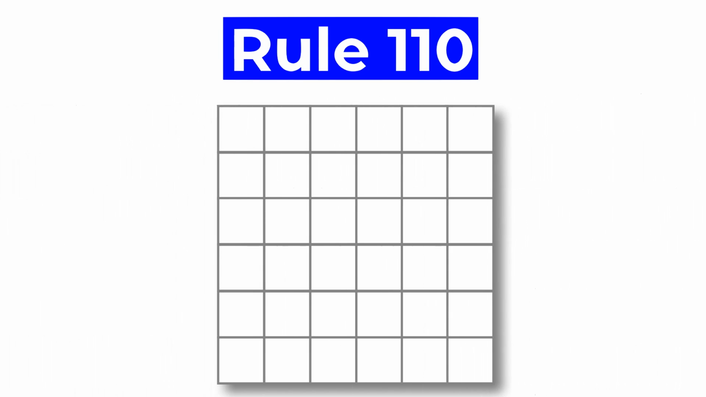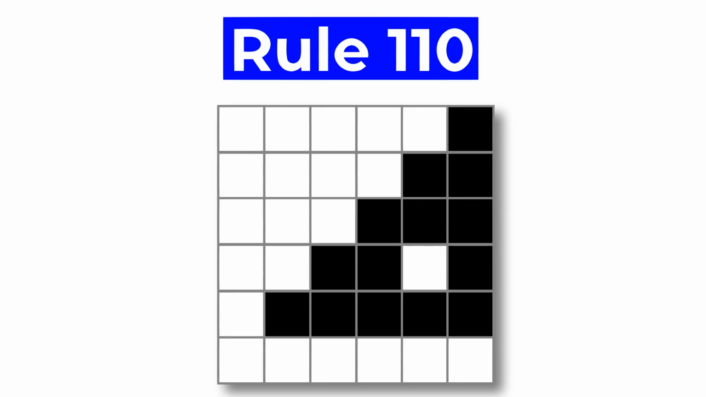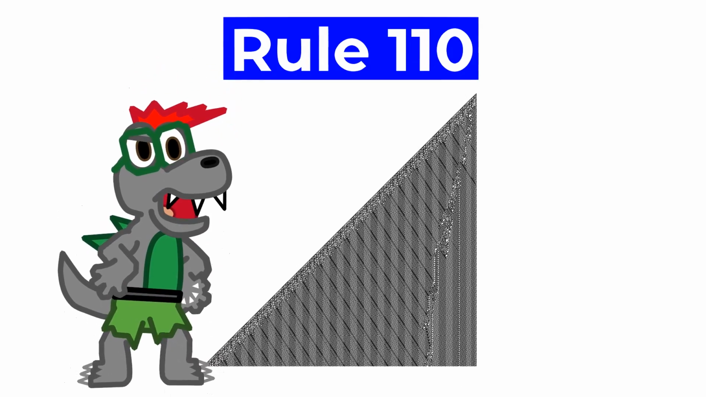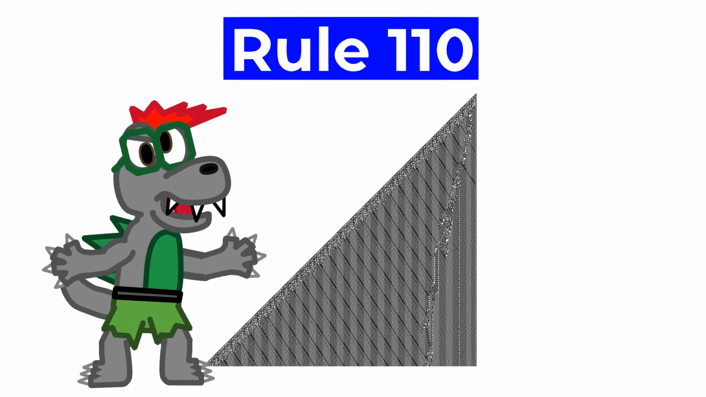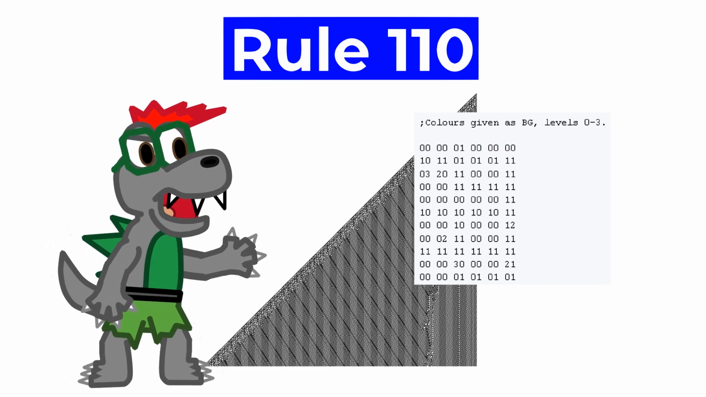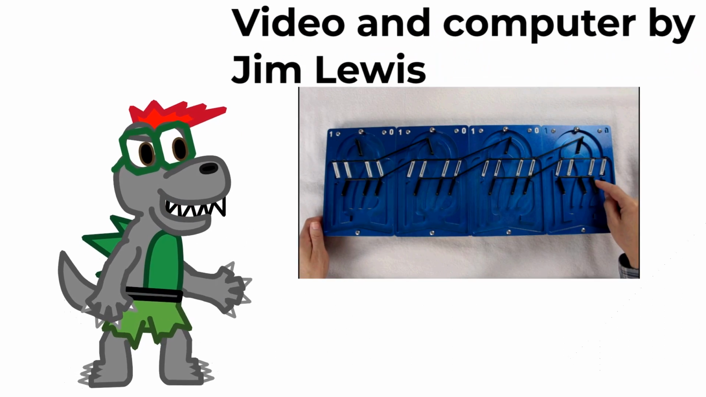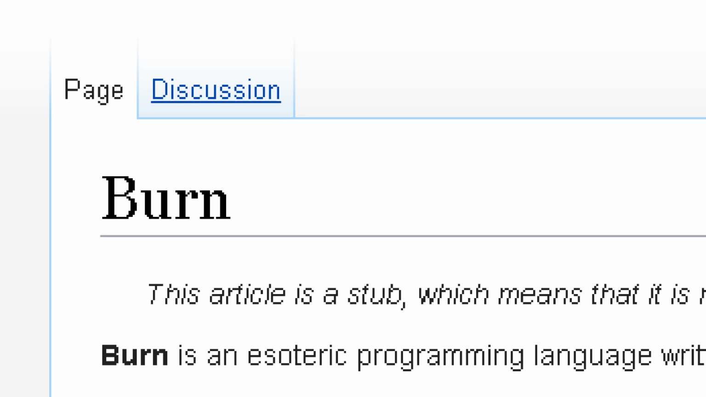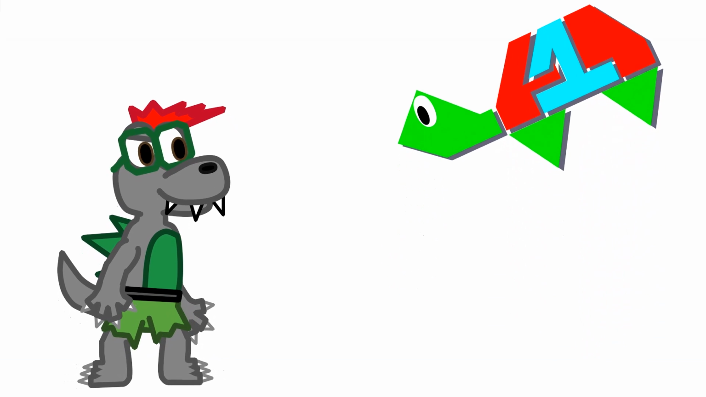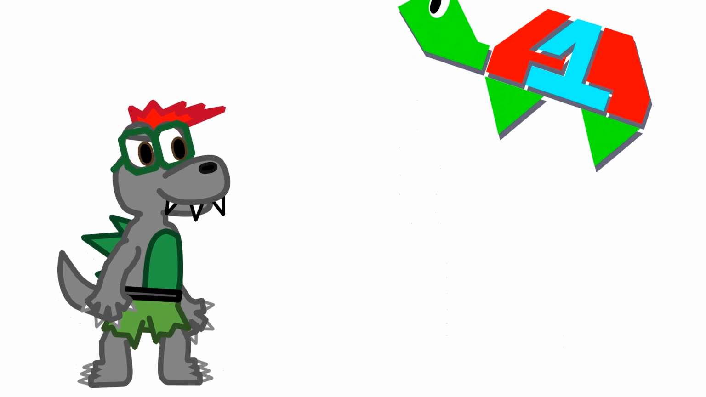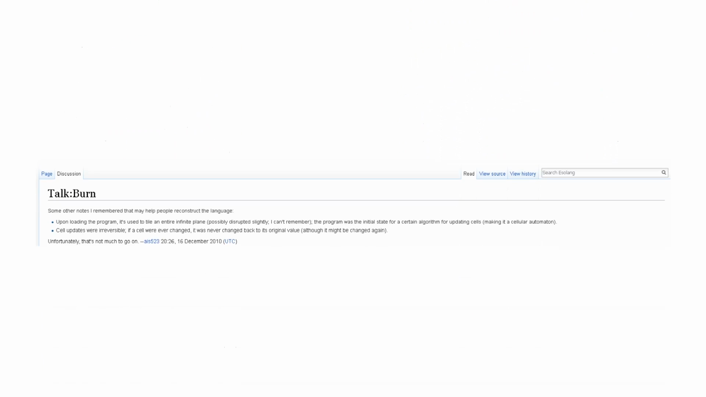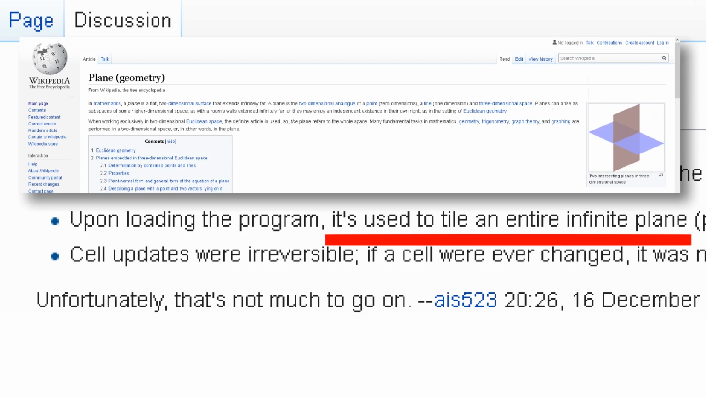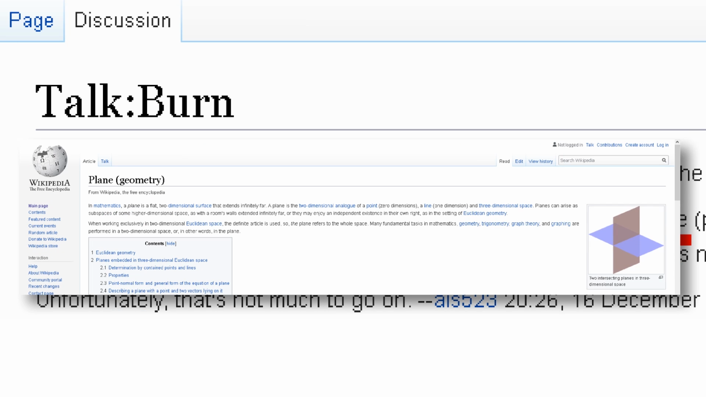If you start with a single dot at the top, Rule 110 will generate a big triangle with a bunch of triangle-shaped holes. Well, that's neat, I guess, but how do you know that it's not just doing a single row of Rule 110, like that marble interpreter? Hey, IDEX, look at the discussion tab on the Esolang wiki. It's blue. That means that people have talked about it, and that includes AIS523. He says that the program tiled an infinite plane, which strongly implies that it is using the two-dimensional version of Rule 110, not just doing a single row.